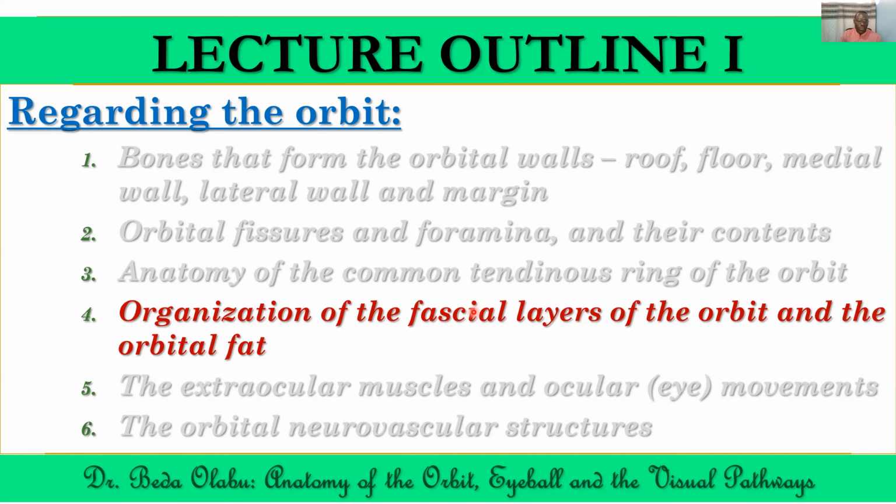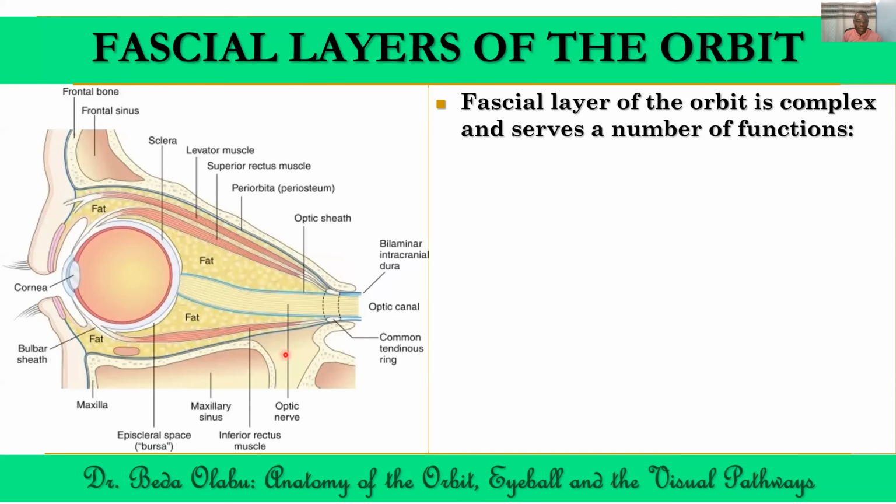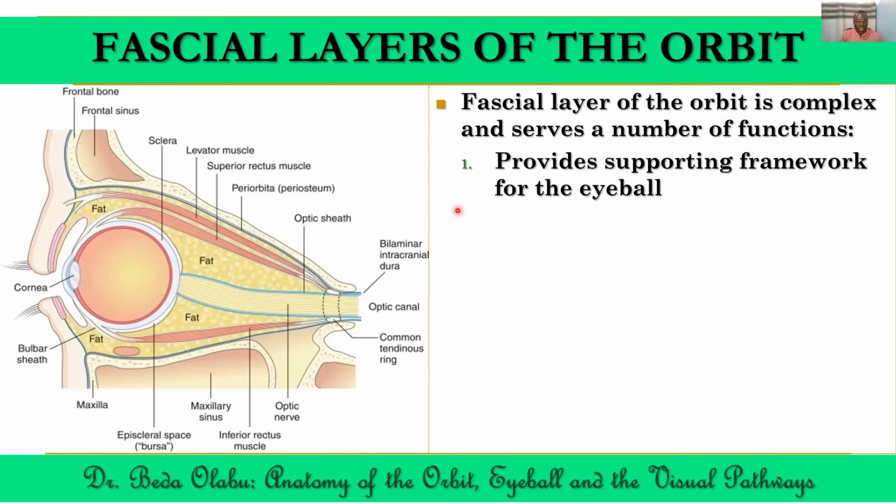Fourth objective will now be to talk about the fascial layers of the orbit. We will also talk about the orbital fat. Maybe before we talk about these layers, it's important to mention that the fascial layers of the orbit is really complex. And we'll just try to go slowly onto it and try to make sense out of it, actually. These fascial layers of the orbit have a number of functions. They provide structural support to the eyeball itself.